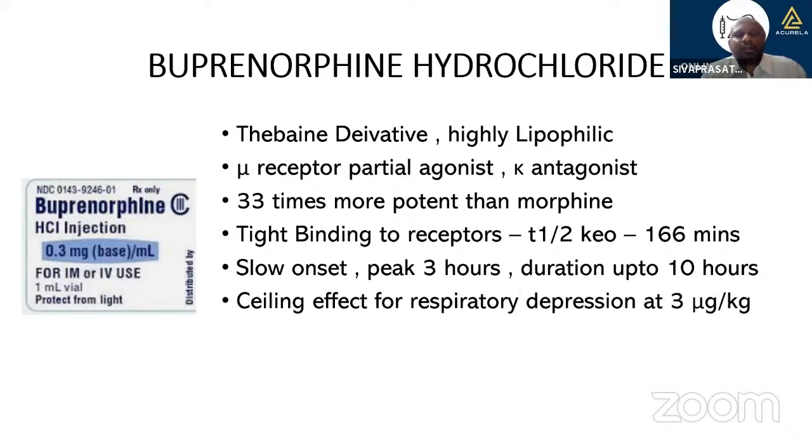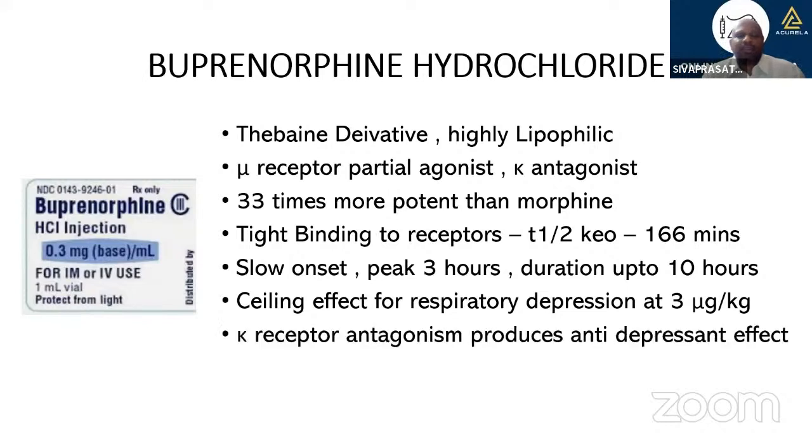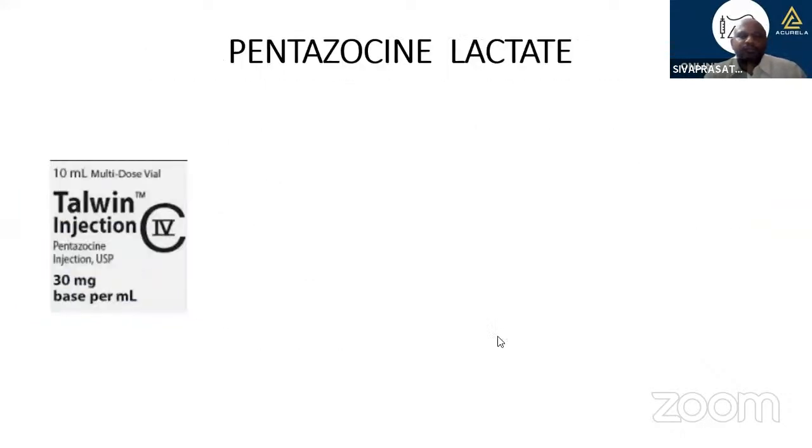It also has a ceiling effect for respiratory depression, because it's a partial agonist. Up to 3 microgram per kilogram, it behaves like morphine. Above that, respiratory depression does not occur. The kappa receptor antagonism produces some amount of antidepressant effect also. These are the positive effects of buprenorphine hydrochloride.